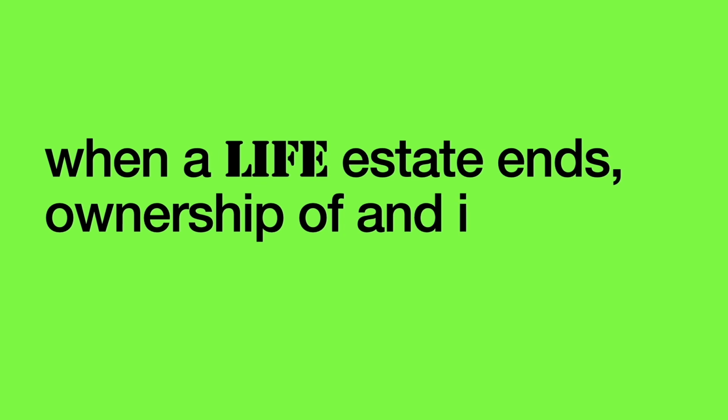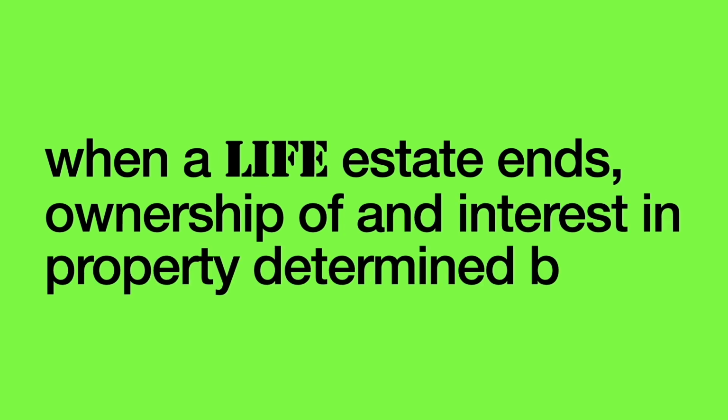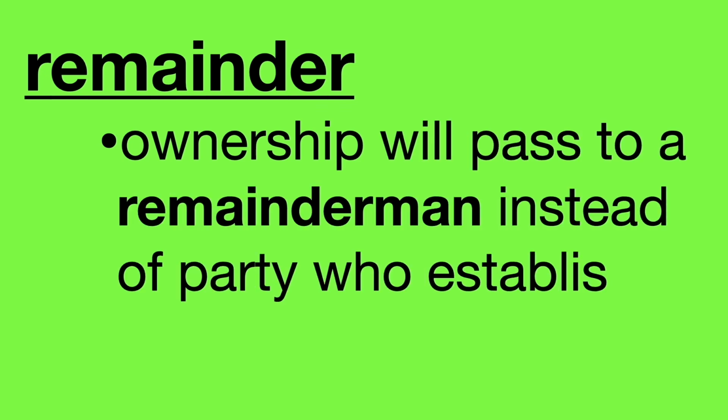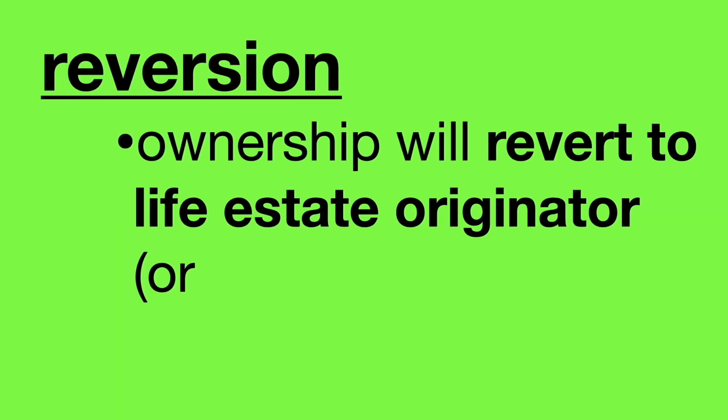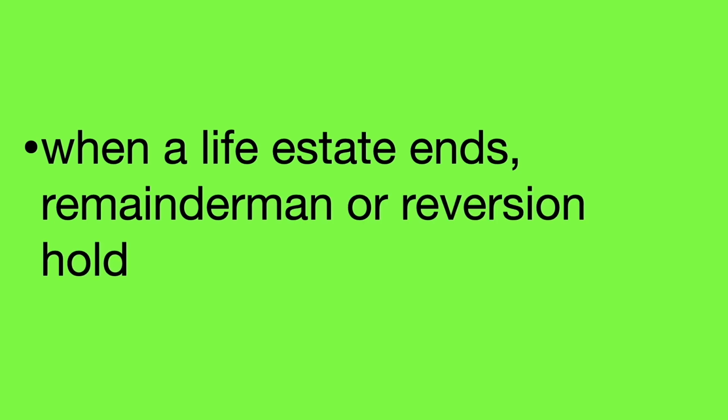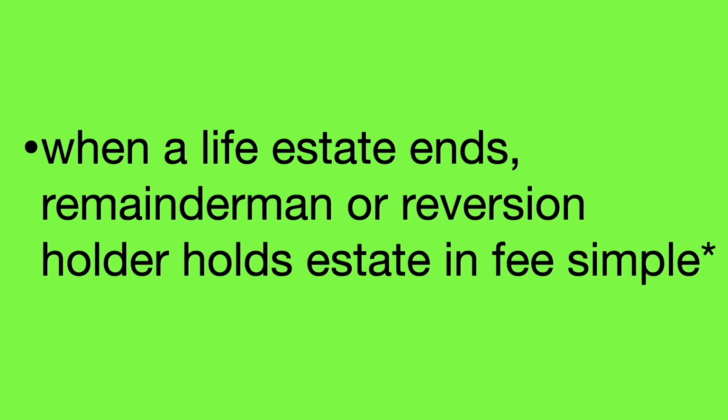When a life estate ends, ownership of and interest in the property is determined in one of two ways. Remainder: ownership will pass to a remainderman instead of the party who established the life estate. Reversion: ownership will revert to the life estate originator or the originator's successors or heirs. When a life estate ends, the remainderman or reversion holder holds the estate in fee simple.